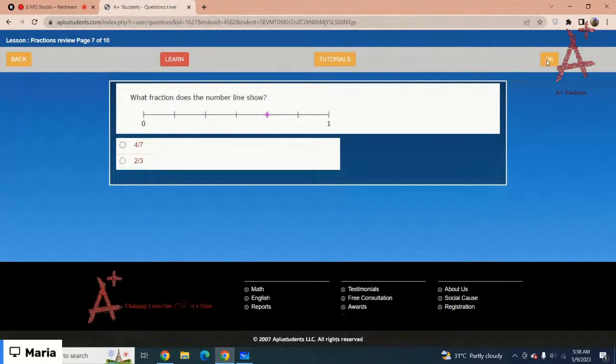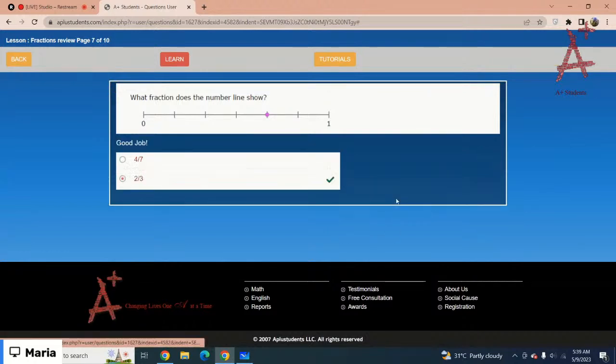Okay, what fraction does the number line show, which is the correct option? It will be 2 out of 3. Very good. Okay, we are done with the lesson. You can complete the test by yourself later today.